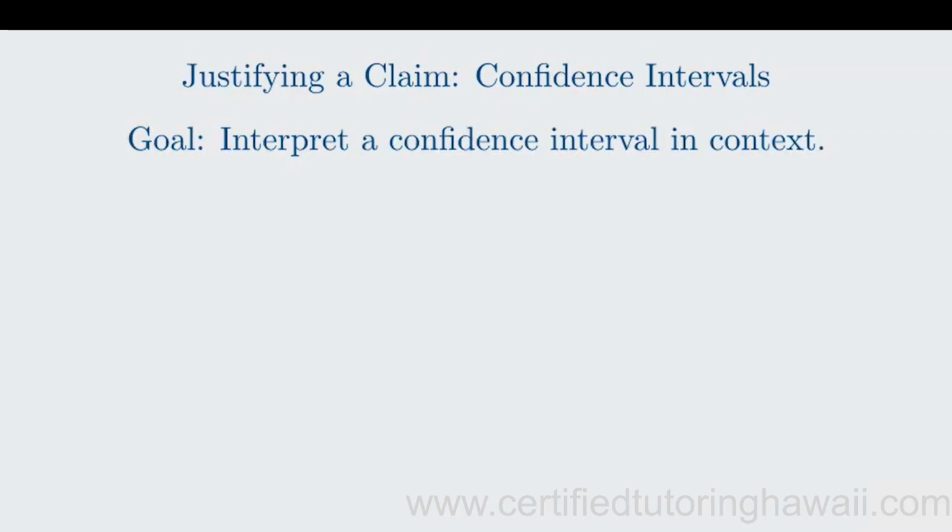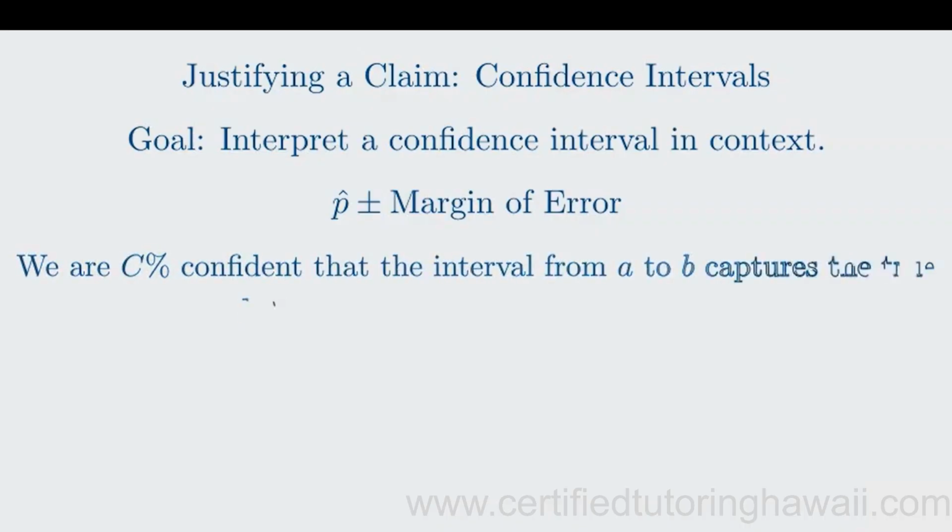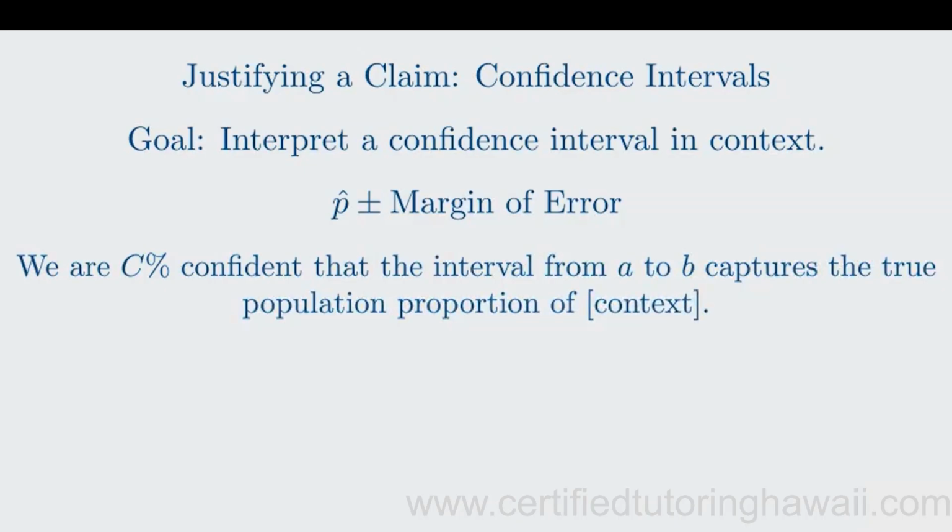Recall that a confidence interval is built from a sample proportion called p-hat plus or minus a margin of error. This creates a range of values. The formal interpretation always follows this template. We say, we are C% confident that the interval from A to B captures the true population proportion of, and then we describe the population and the variable in context.